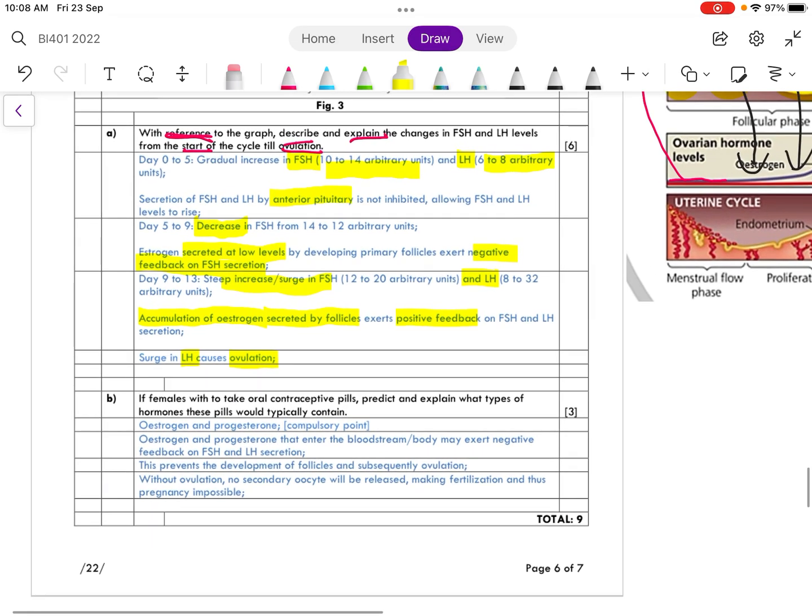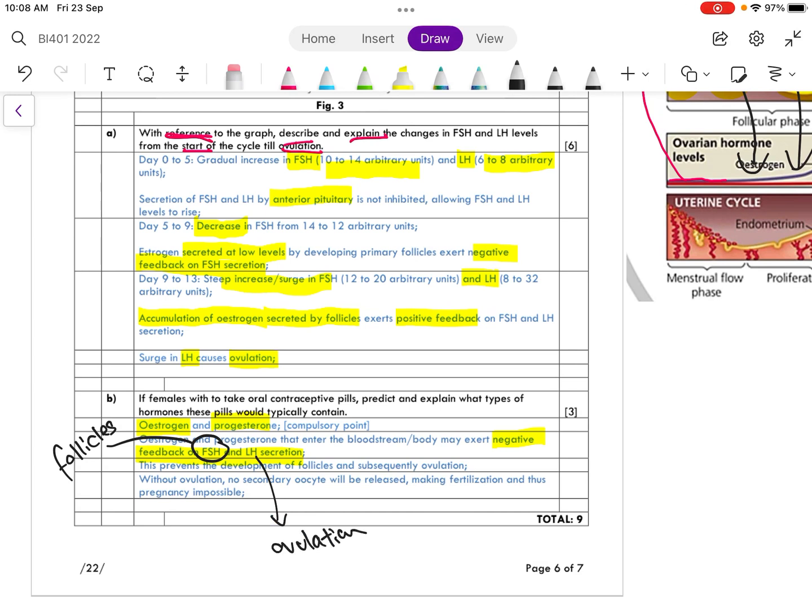Next, let's look at part B. If females were to take oral contraceptive pills, predict and explain what types of hormones these pills would typically contain. You should expect them to contain estrogen and progesterone, because these two hormones are able to exert a negative feedback on FSH and LH secretion. Why is it important to exert a negative feedback on these two? Because this results in the development of follicles, which is where the eggs are developing, and this results in the ovulation.